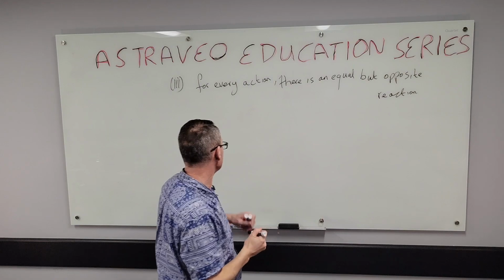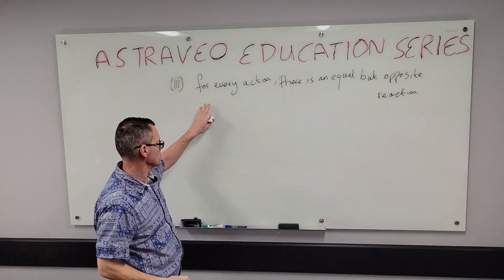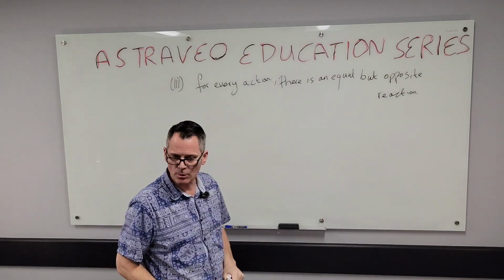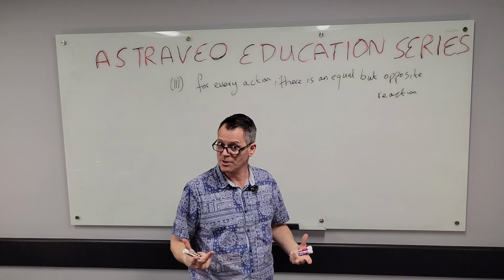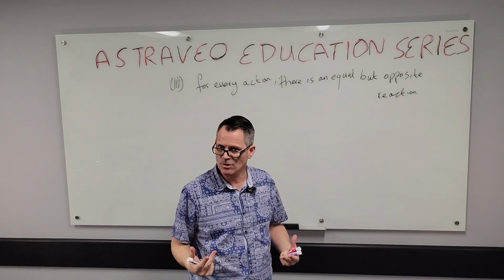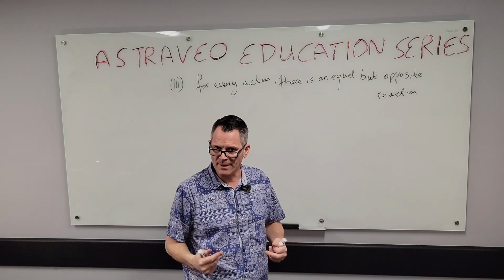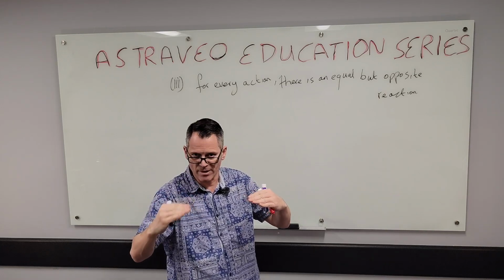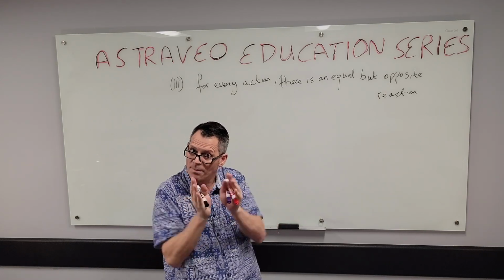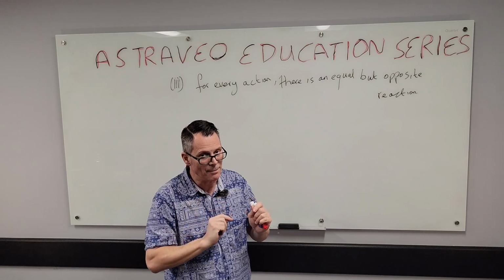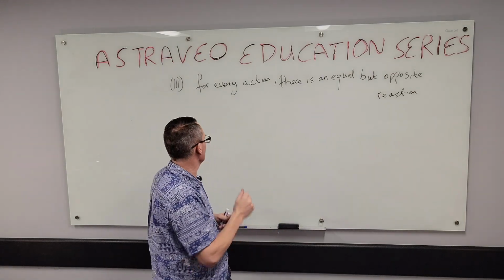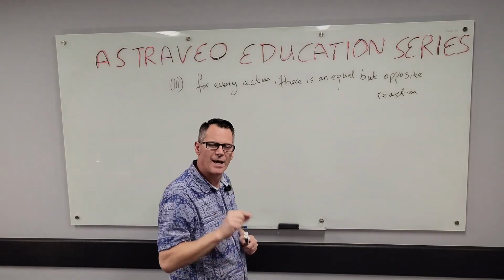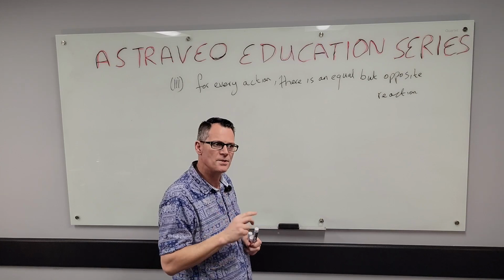So the way I was taught this, in the shorthand version, for every action there is an equal but opposite reaction. We used to say when I was a kid, action and reaction are equal and opposite. What that means is the size of the action is identical to the reaction, but they're in opposite directions. There's a vector in there because there are forces. So this is action and reaction are equal and opposite.